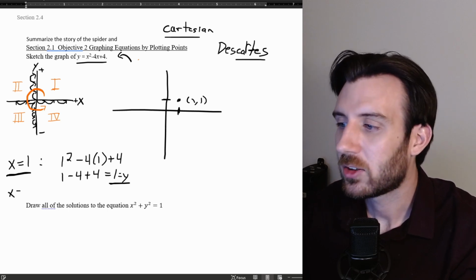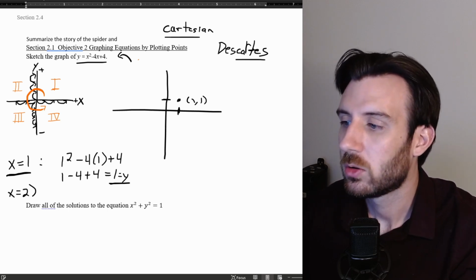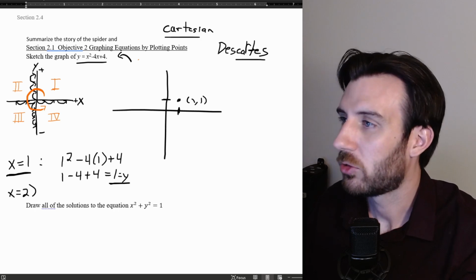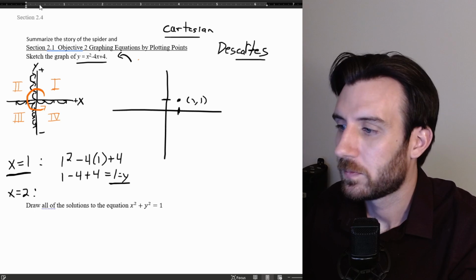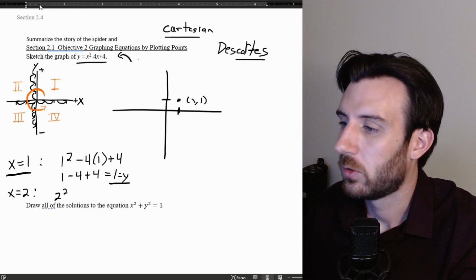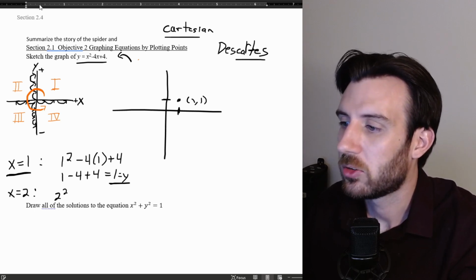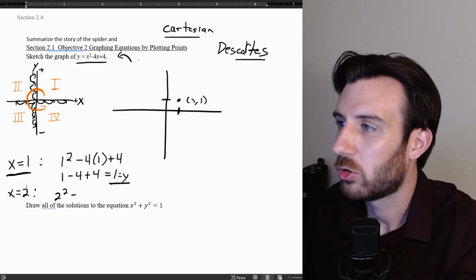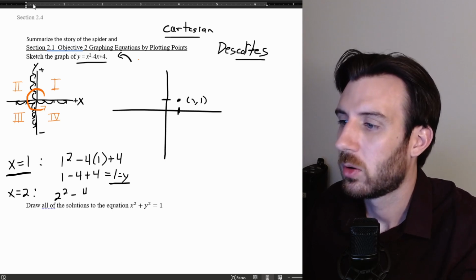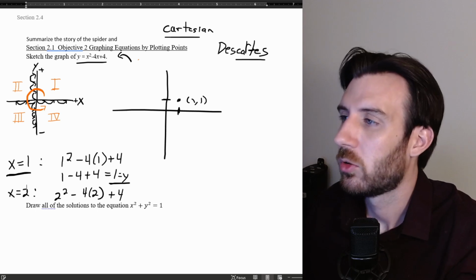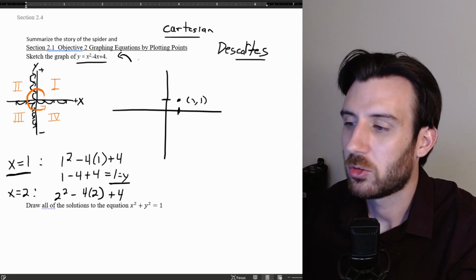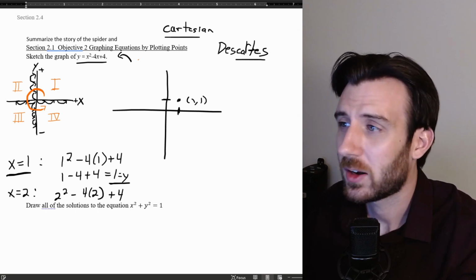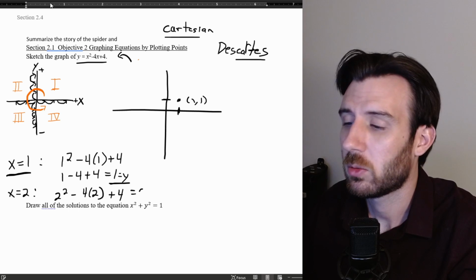Let's try if I have x equals 2. If I put in x equals 2, then I now am having 2 squared, and then I'm going to be subtracting 4 times 2, and then I would be adding 4. So all in all, what would that get me? 2 squared is 4, minus 4 times 2 would be minus 8, so it'd be negative 4, and then I'd add 4 back, so that would give me a total of 0.